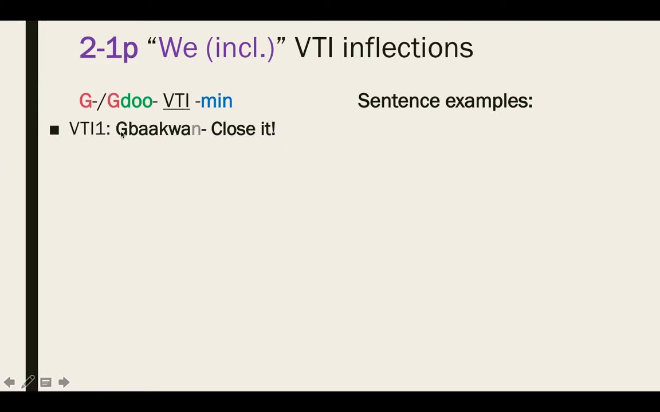So this is a G sound in front. So we can either do a double G with a K or use our extended pronoun gado. For this one, I'm gonna use the extended pronoun. And then we're going to attach a min to where this gray N is located. And because it's a VTI-1, we're going to extend that last A sound to a double A sound. So we should have gadog bakwa min. There we go. Gadog bakwa min.